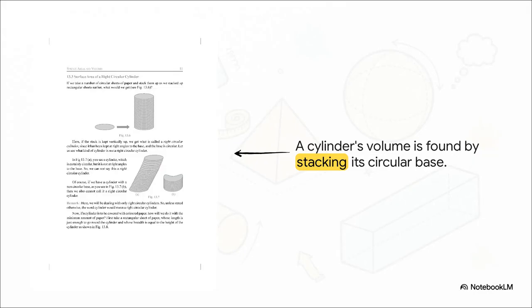And what about the volume? You guessed it. We go right back to that very first principle. Just like the cuboid was a stack of rectangles, a cylinder is nothing more than a stack of circles. You find the area of that circular base, that's pi times the radius squared, and you multiply it by the height. See, it's the exact same logic.